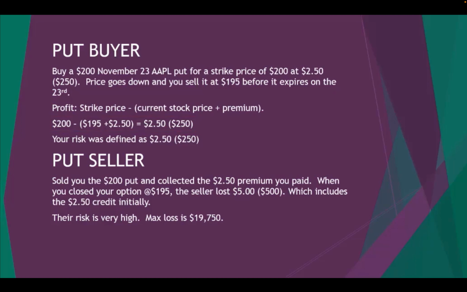The seller sold you the put at $200 and he collected the $250 premium. When you closed your option at $195, they lost the $5, which includes the $250 credit. When you sell a put naked with no hedge against that, that's also very risky. Max loss would be $19,500 plus the $250 credit they received. Max loss is $19,750. Not something that you want to do.